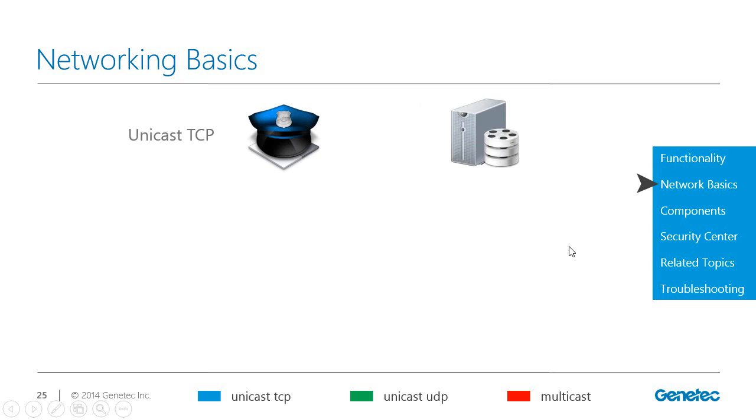Using unicast TCP as the communication method, the client will request the stream, which is always done in unicast TCP, as we can see from our legend here, and the video will be sent from the archiver. Using TCP, the packet will be sent, and the archiver will expect an acknowledgement from the client that it got to the destination.